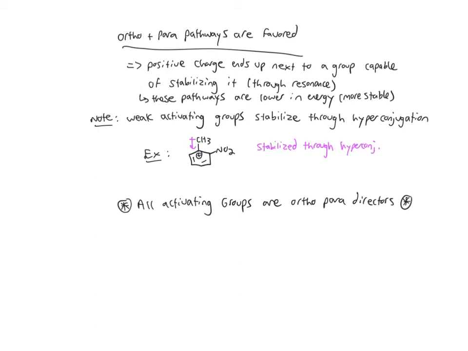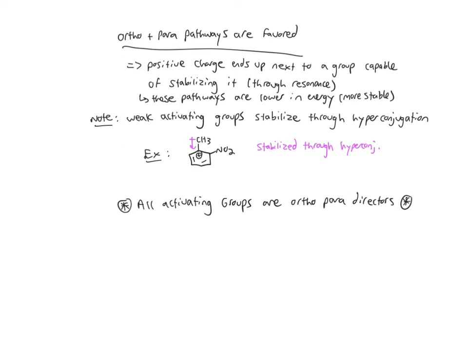What's going to happen is we're going to have increased stability because of hyperconjugation. And so don't forget about that. We're not always going to be able to draw another resonance structure in the ortho and para pathways. We have to think about hyperconjugation as well for stabilizing this positive charge. So we're going to see that the weak activating groups also are ortho-para.